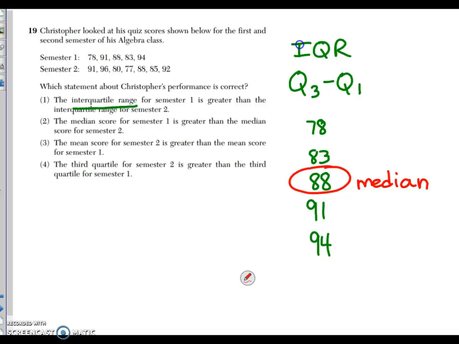Quartile 1 is between the lower numbers, excuse me. So quartile 1 is going to fall between 78 and 83. You cross off and find the number that's in the middle. It's like finding the median of the lower half. In this case, you take 78 plus 83 divided by 2, and you find the average of those two.